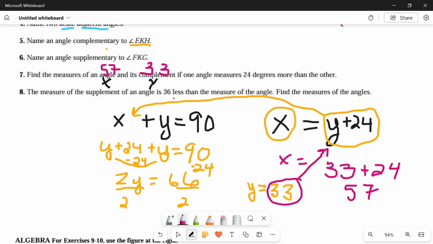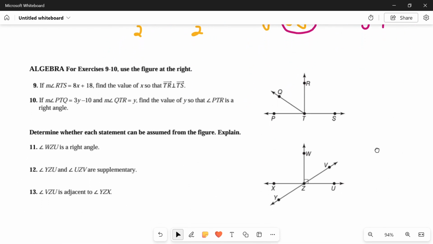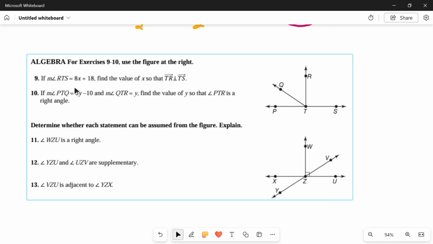Now this one would be done the same way, right? It says the supplement is 36 less than the measure of an angle. So the idea is you would use X and Y for the angle and for the supplement. So X plus Y equals 180, but one is 36 less than the other. So you would have to say, to make them equal, X is equal to Y plus the 36. And then you could take that information and sub it back in and work through that problem. I'm not going to do that for you because it is already very similar to what we just did. We have a few more problems I want to work through here.